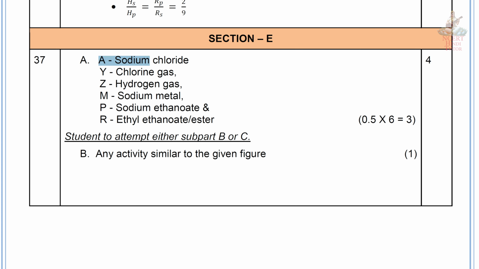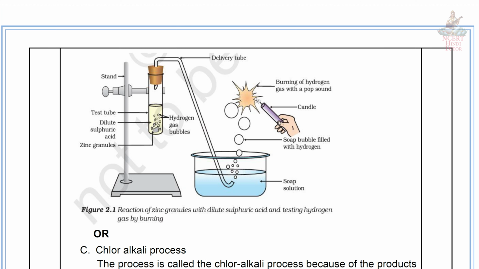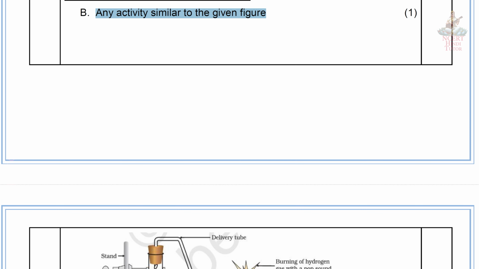Answer. A, sodium chloride. Y, chlorine gas. Z, hydrogen gas. M, sodium metal. P, sodium ethanoate and R, ethyl ethanoate or ester. Attempt either B or C. B. Improvise an activity to test Z. Answer. Any activity similar to the given figure.